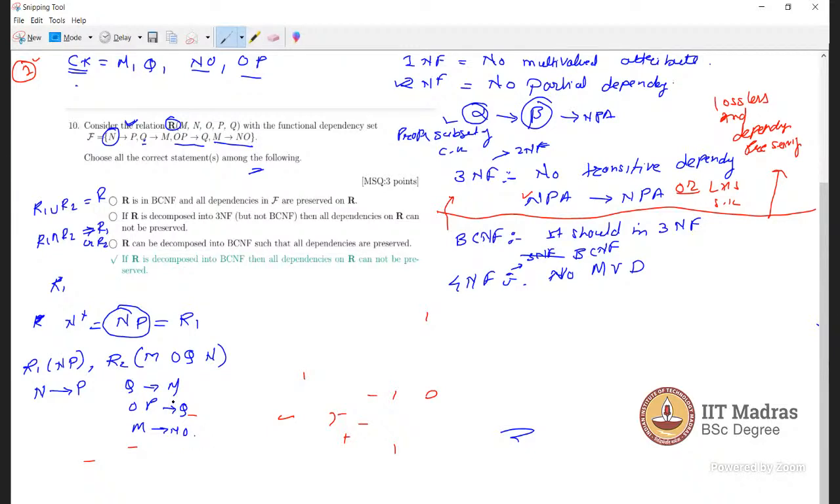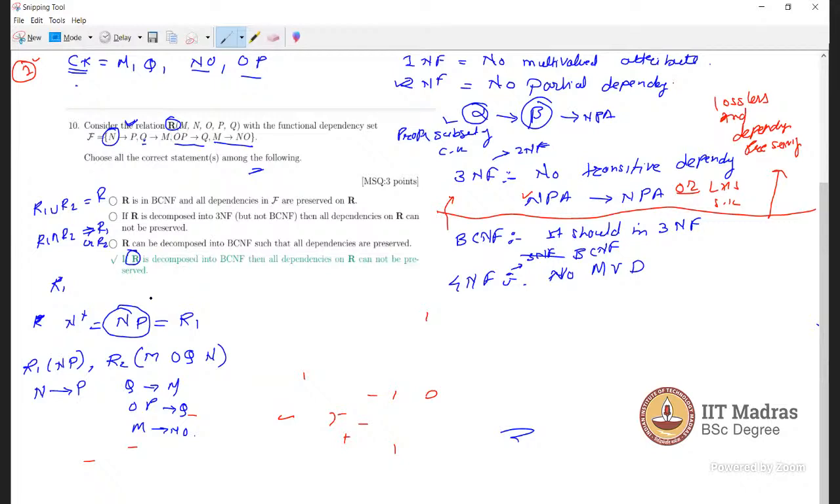Yes, sir. Thank you. So here we preserved all the dependencies, but there is just a coincidence. No, we decompose this relation. That's why we have preserved all the functional dependencies. The question is asked about the relation R. Yeah, but in BCNF we don't have to preserve them.